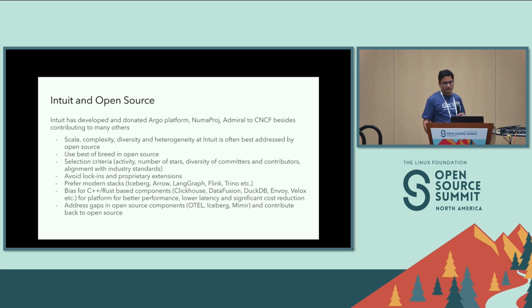And again, we look at projects where there's a lot of activity, which are not tied to one vendor, but where there's a good diversity of committers and contributors, that work with the latest standards and the modern stacks. Look at Iceberg. The whole Arrow ecosystem is extremely powerful, LangGraph, Ray, Trino, etc. And then there's also, particularly for the platform teams. Now, if it's an application team, they might need microservices, they might need micro front ends to have a composable experience in what the developers can do.